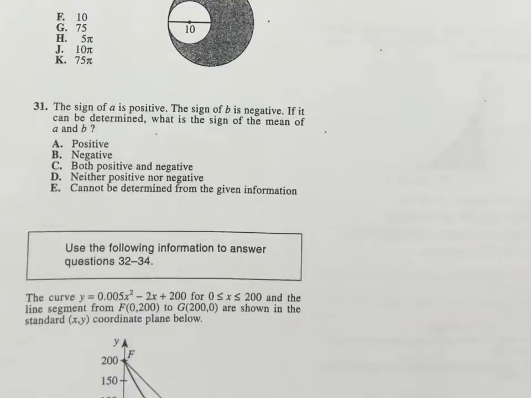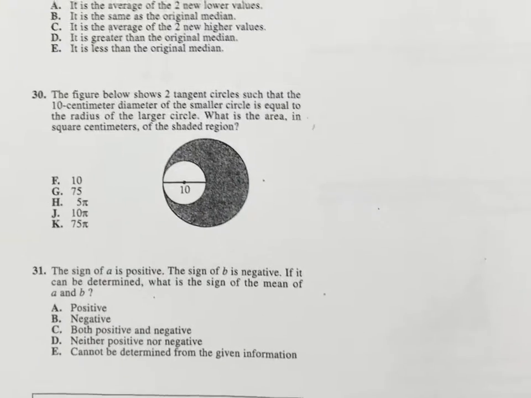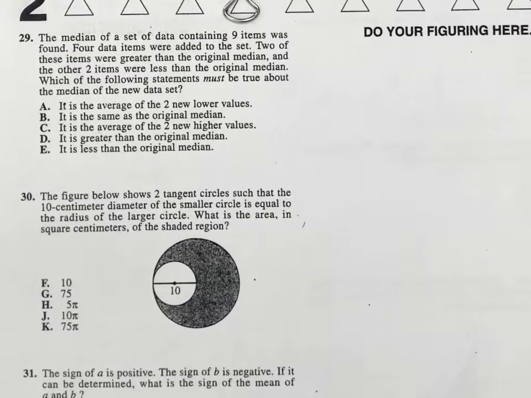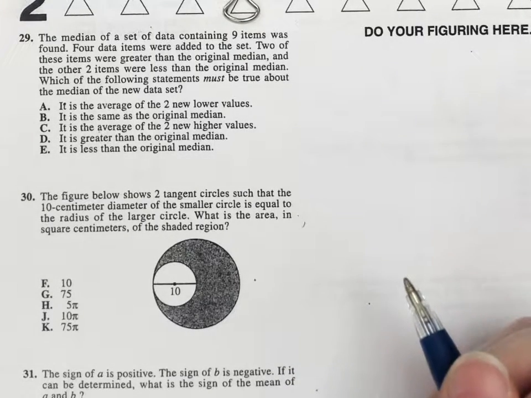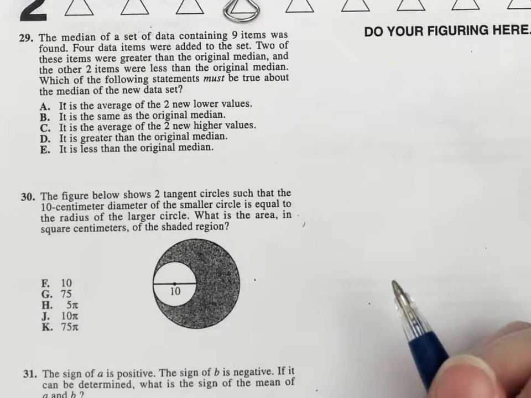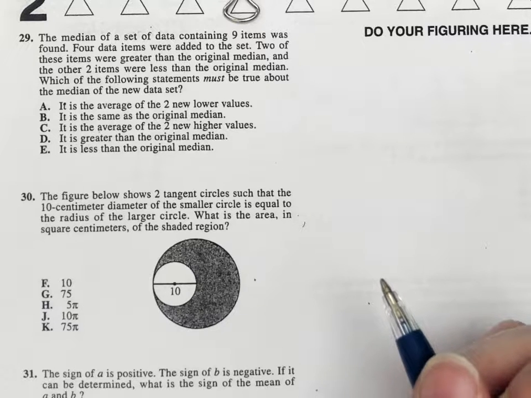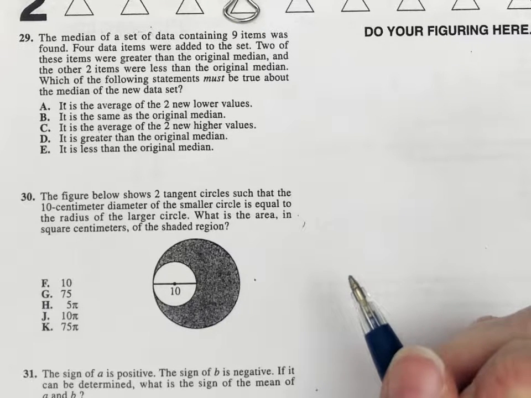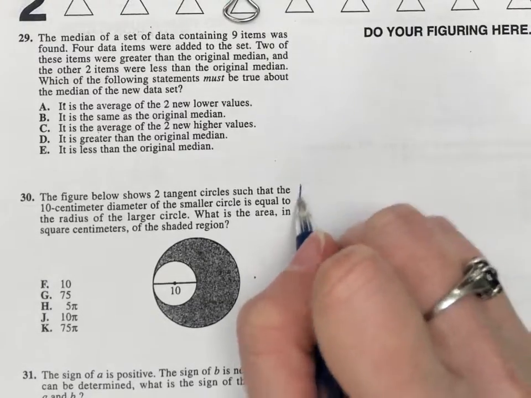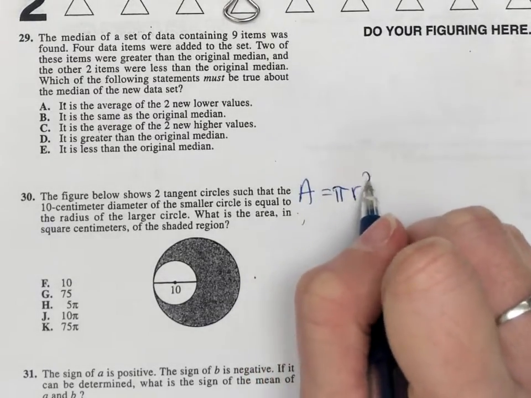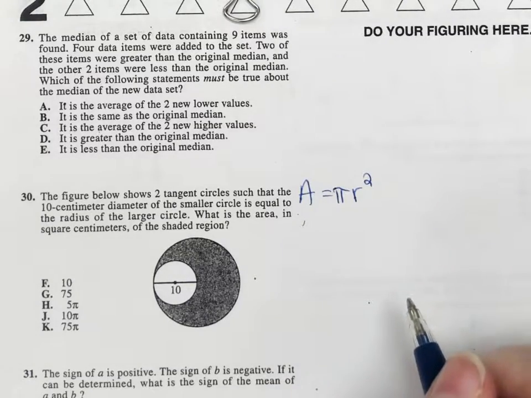All right, what about 29 on the back? Anybody need 29? Okay. 30? Anybody need 30? Nobody needs it? Yes. Yeah? Let's just say, what's the area of a circle? Very good, Abby. Pi r squared is the area of a circle.